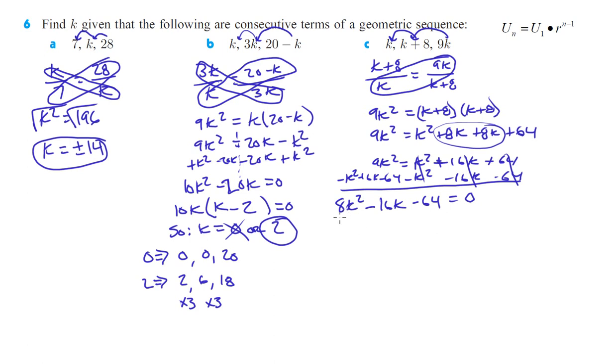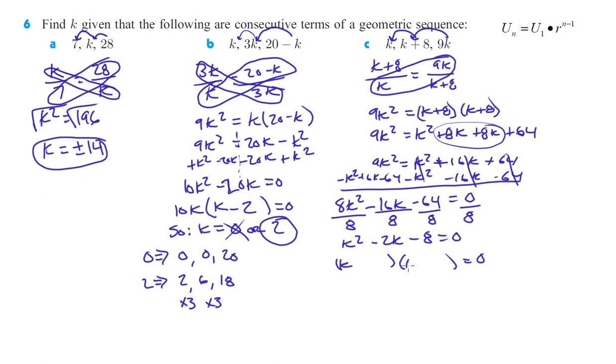The nice part about this is all of these have a factor of 8 in them. So let's divide everything by 8. And we get k squared minus 2k minus 8 equals 0. So now we can factor this out.